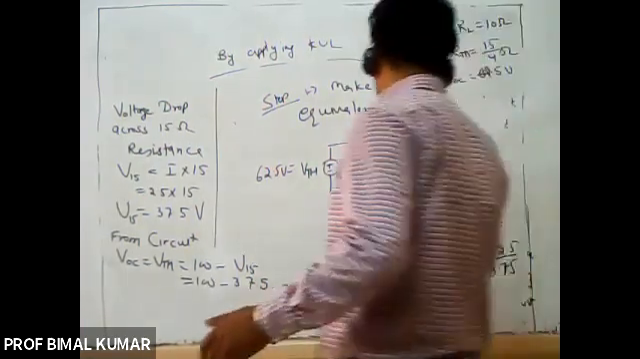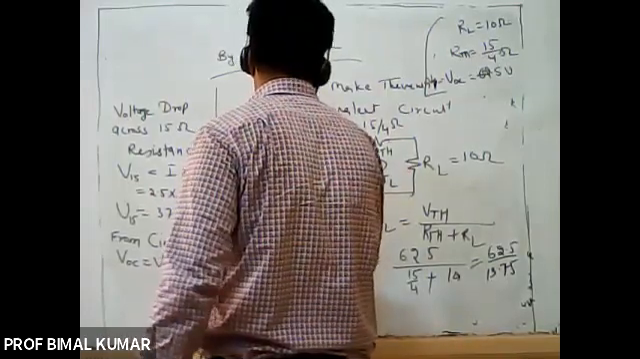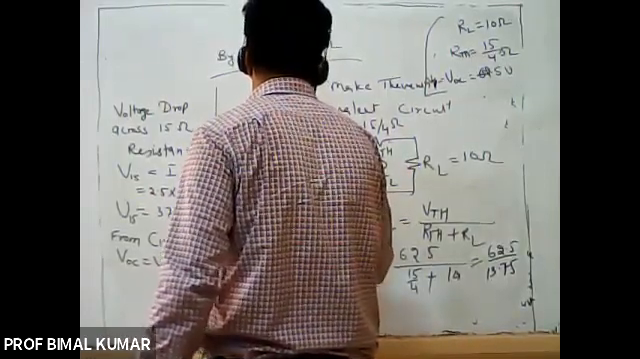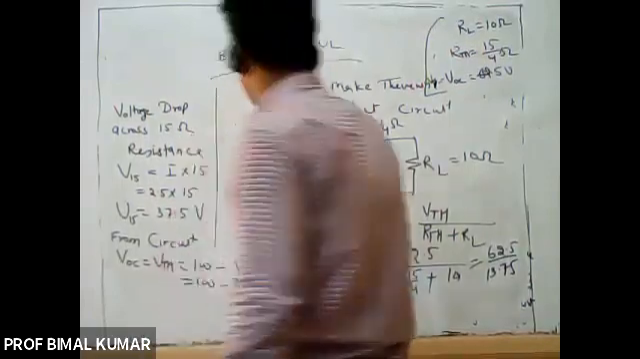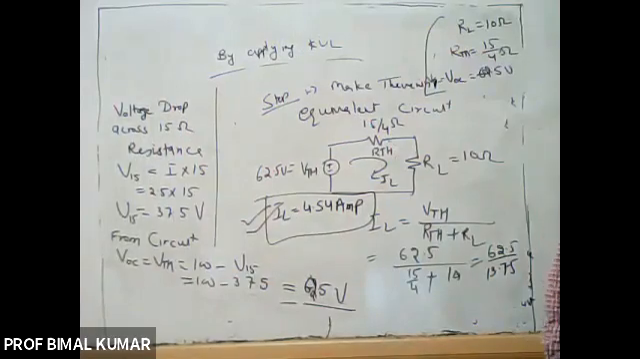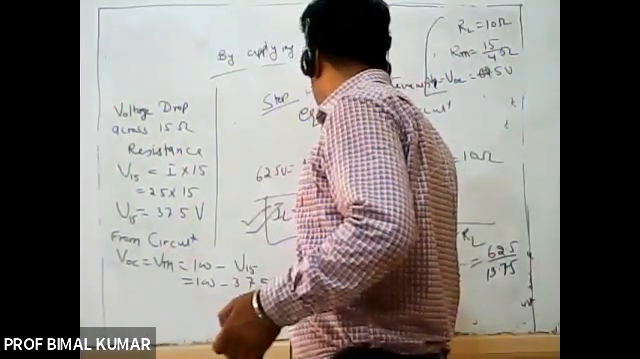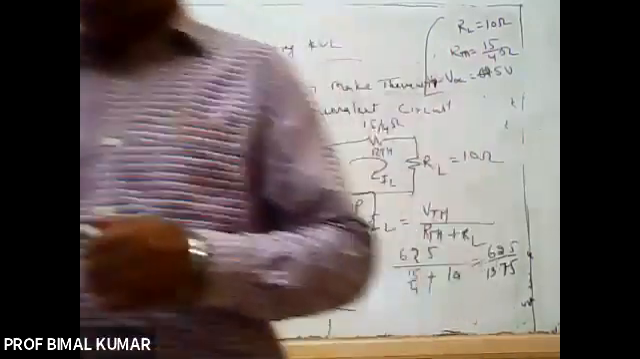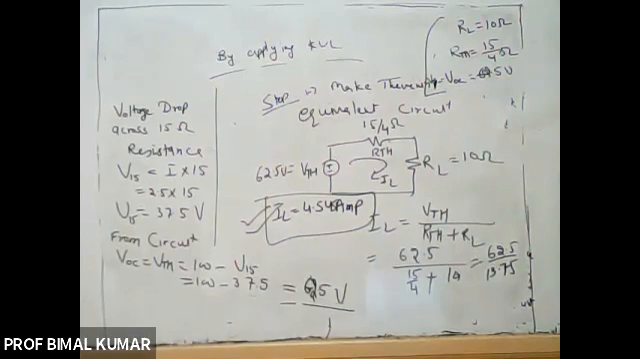So IL is equal to 4.54 ampere. Right. So this is the required answer. IL, the load current through the load resistance branch, will be equal to 4.54. If you take the next digit, it will be 4.545 ampere.